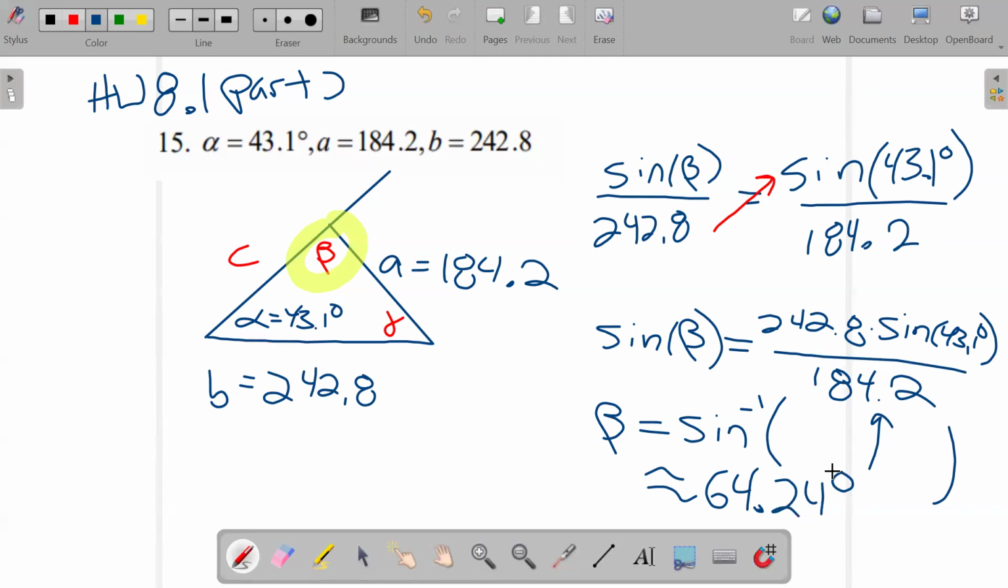So I have a question. Yes. When you plug it into Desmos, I guess this is probably where I am going about it wrong. Is I put in the 242.8 sine times 43.1 degrees over 184.2. Yeah. And then I use that decimal and use the arc sine. Then do the arc sine. So then it depends on how you do it in Desmos.